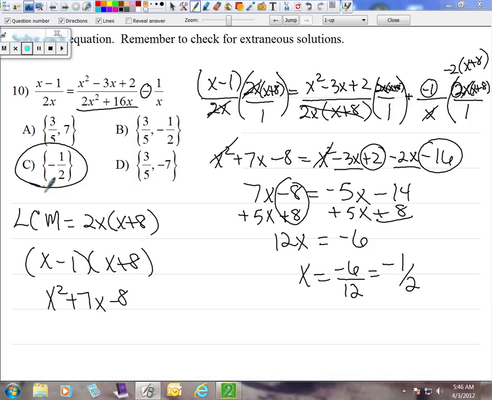Again, if you look at your denominators, the only extraneous roots would be 0 here for x. 0 times this would make this 0, and we don't have that as a solution. And -8 would. Since -1/2 is not one of those situations, we can use it as an answer. And that is solving rational equations.